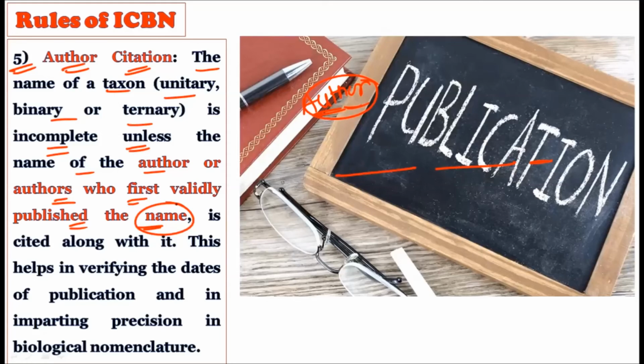So author citation is compulsory. Whatever the author, he should cite it, and after giving the citation the name is accepted. Without the citation the name is not accepted, right. So the authors who first validly published the name are cited along with it. For example, Mangifera indica, after Mangifera indica there should be L, because it was first described by Linnaeus. So the author citation should be there, right.